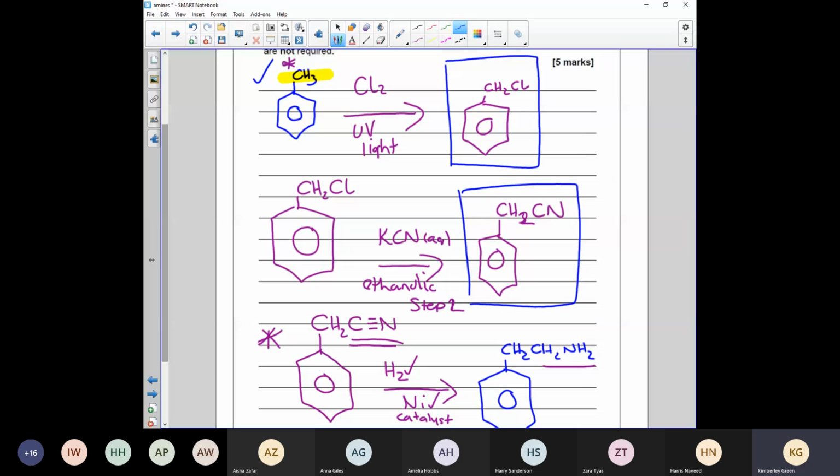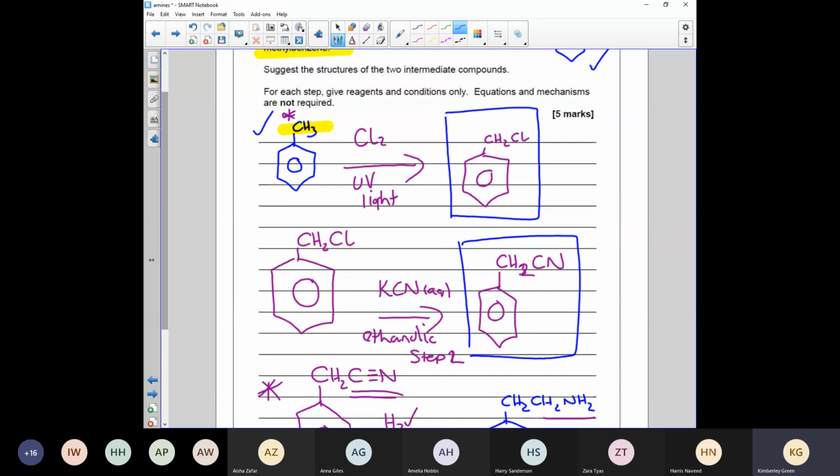Obviously, in your answers, you won't have all this little bit of extra information. I just wanted to show you guys what to do. So you will need to draw out those 2 compounds, your 2 intermediates. For each step, give reagents and conditions only. Equations and mechanisms are not required. So my equations there probably aren't required. So I could have just probably rubbed those out, but I need to have made sure I've given reagents and conditions. So this first one is free radical substitution.